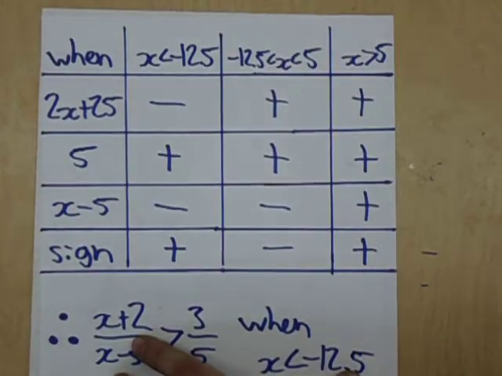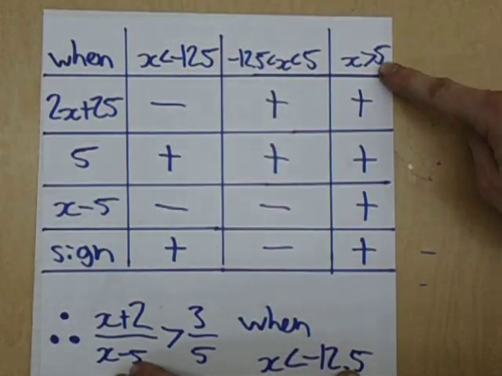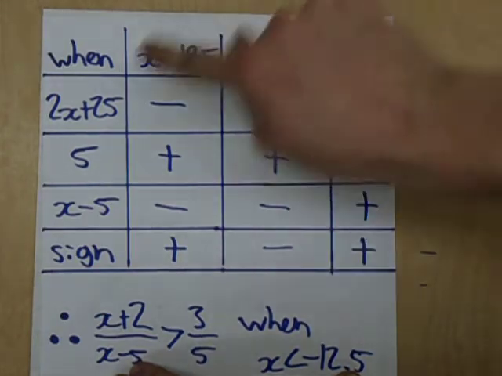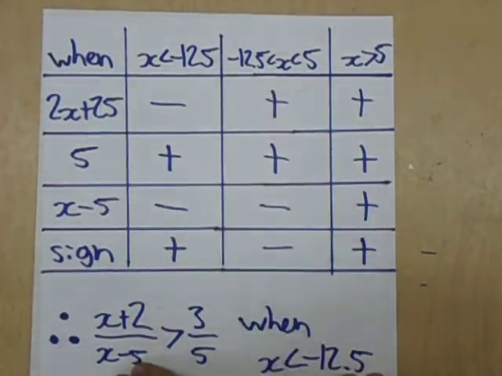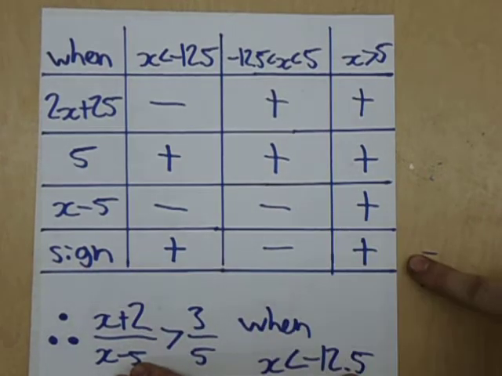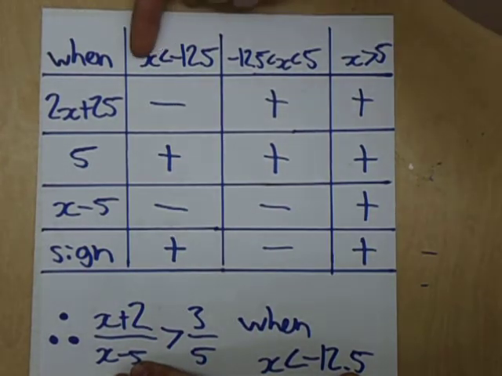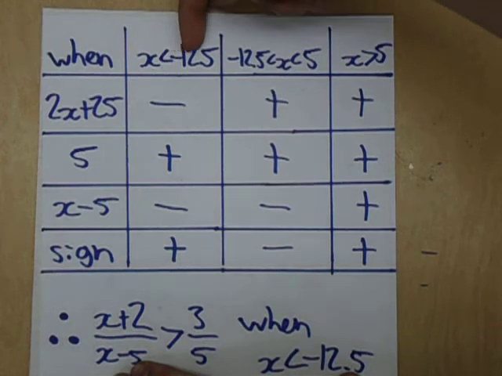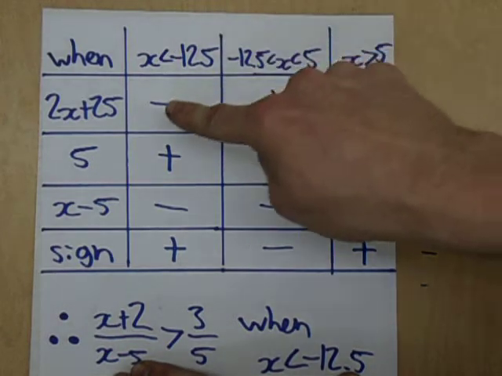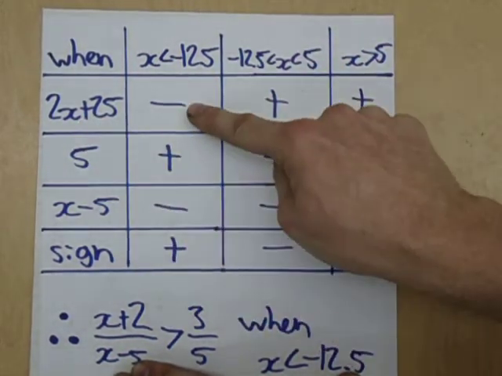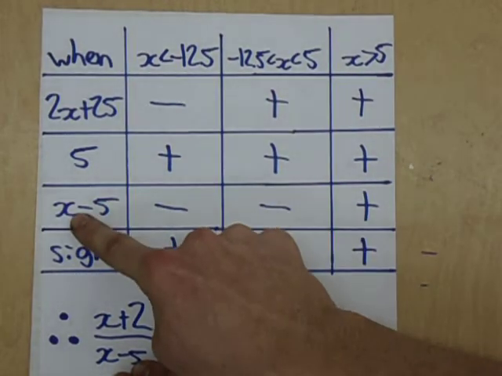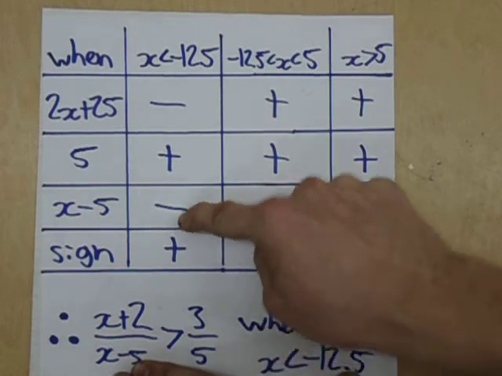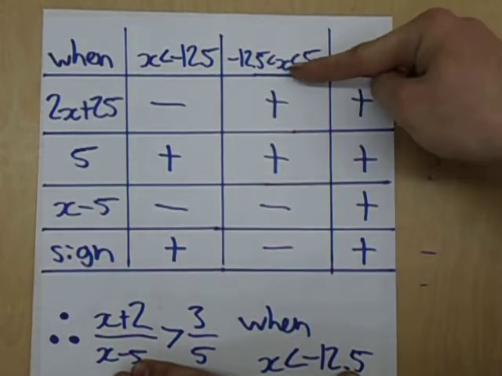So moving forward, we set this up into an interval chart. We have the intervals here on top. That's why it's called an interval chart, and also because the lines are here, that's what makes it a chart. And along this side we have the terms, and a final row will be the sign. So we plug in a number that is less than negative 12.5, and when we plug it in here it's negative. 5 will always be positive, as you can see all along here, and x minus 5, in this case, will be negative.